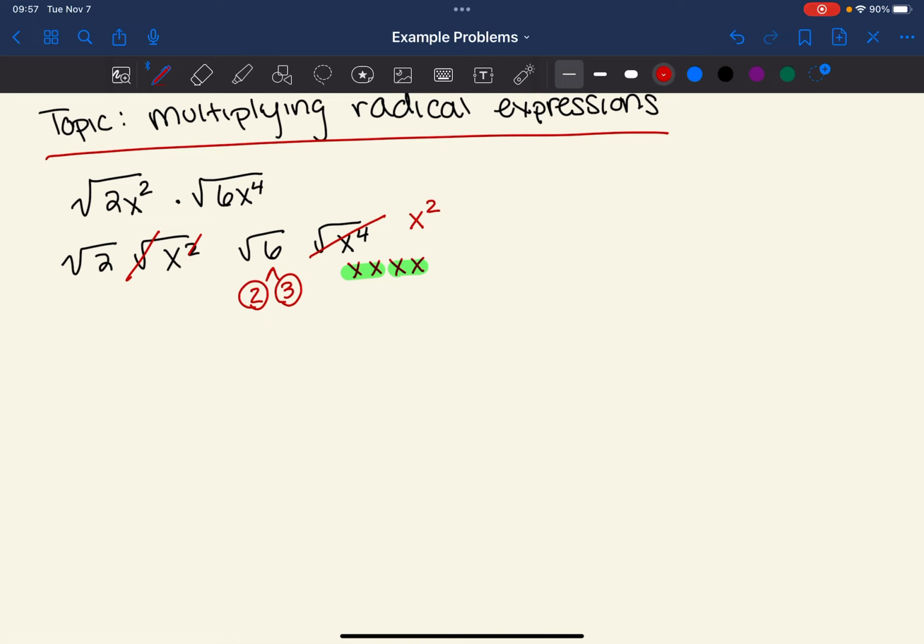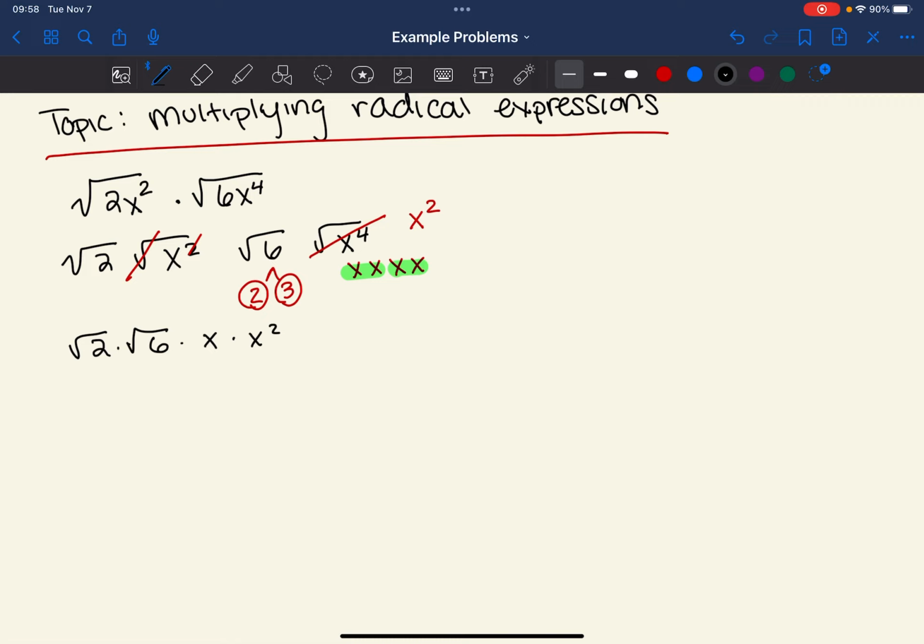So taking all this information, remember we still have the square root of 2 and the square root of 6. The first radical with the x's canceled and we were just left with x. And then the x to the fourth square root, we were left with x squared.